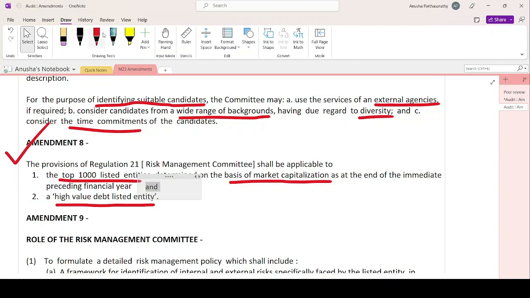Okay, yeah, and high value debt listed entity. Now, Amendment number 9. These points have been newly included.